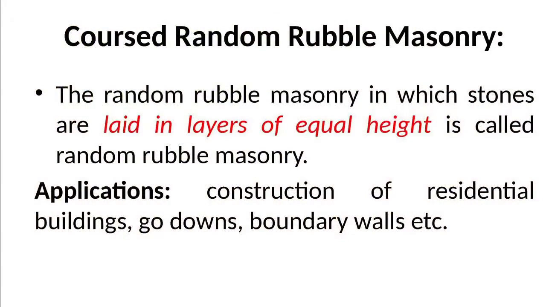Next one is coursed random rubble masonry. It is the random rubble masonry in which stones are laid in layers of equal height. In this masonry, the stones are laid in somewhat level courses. Headers of one course height are placed at certain intervals. The stones are hammer dressed. It is mainly applied in construction of residential buildings, godowns, boundary walls.